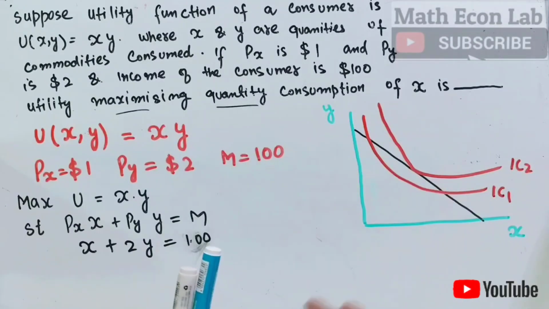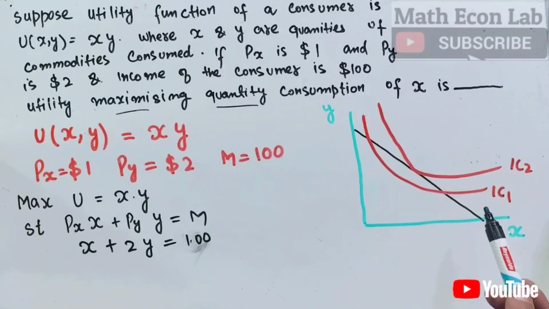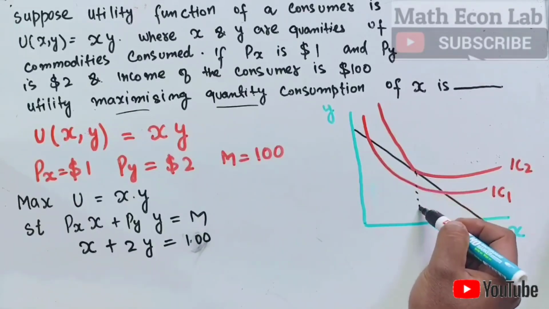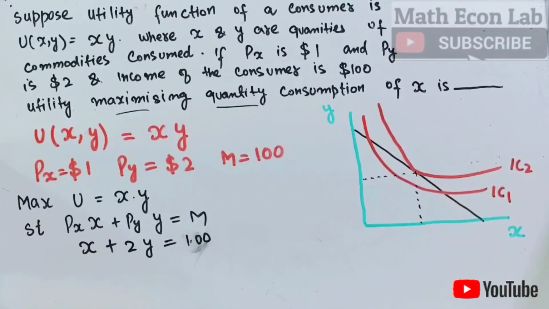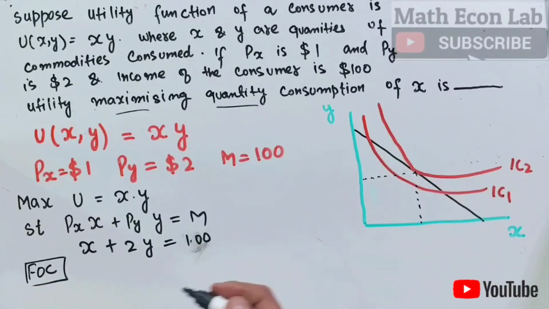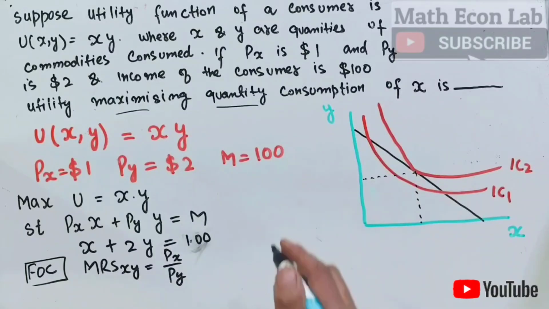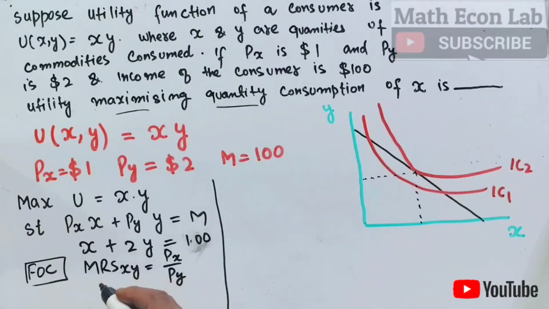So at optimality or the utility maximizing condition, what happens? The consumer will reach that very indifference curve which is tangent to the budget line. Okay, so this is the point where they are tangent to each other. At tangency, we know that the first order condition for optimization in this case requires that the marginal rate of substitution between good X and Y should be equal to the ratio of the prices, price of X upon price of Y.